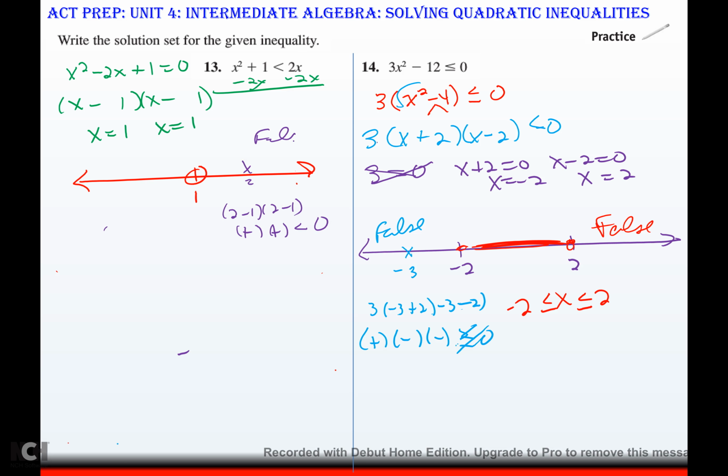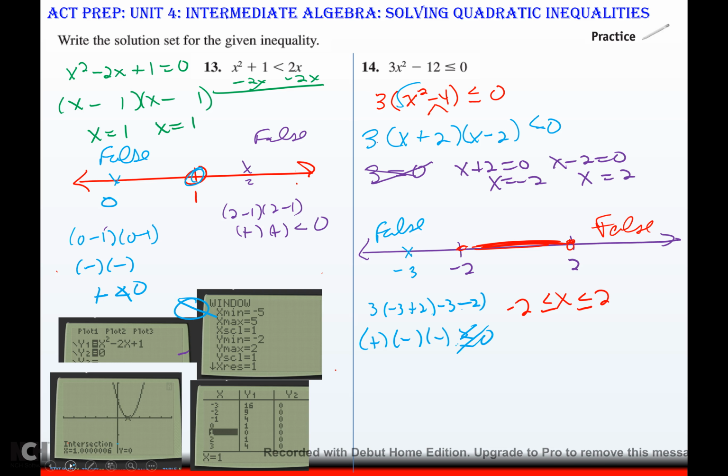So this is false. If I try something on the other side, like 0, I get 0 minus 1, 0 minus 1. That's a negative times a negative, which is a positive, which is never less than 0. So this is false. And I can't include the one solution that works, so this thing has no solution. And if you look at the graph, it does touch right there, okay? But because of the no bar, that's not even included.